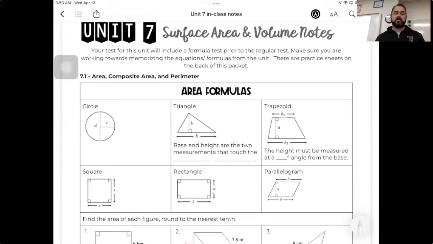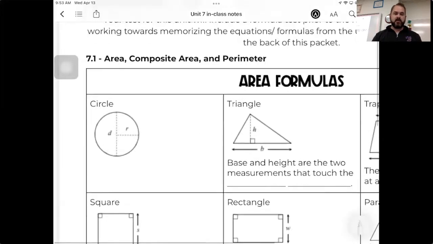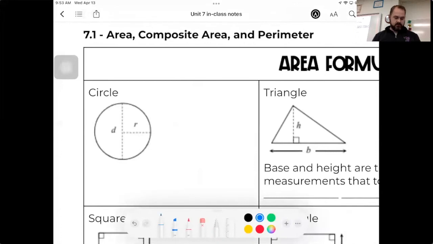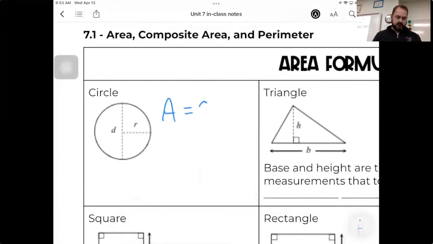So for this lesson, we're going to go back and review some area formulas of our basic simple shapes, and we're going to carry that into what we call composite area and see how we can use these formulas to find other calculations. So as a review, we should remember that the area formula for a circle is pi r squared. Whatever the radius is, square that, multiply by pi.